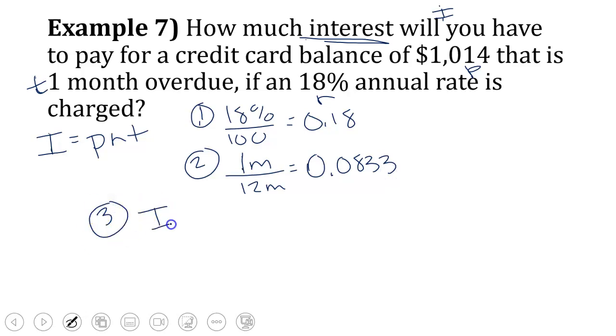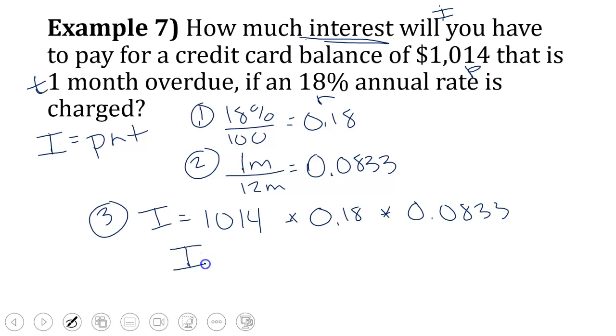Now let's plug it in. So we don't know the interest, but we do know the principal of what we charged on our credit card. We know the rate, and we know the time. Multiply all the way across. So we are going to be charged an additional $15.21 for being late on our credit card payment.